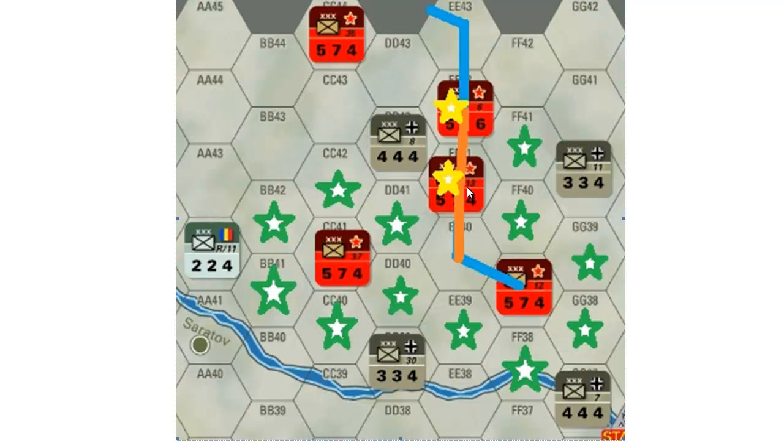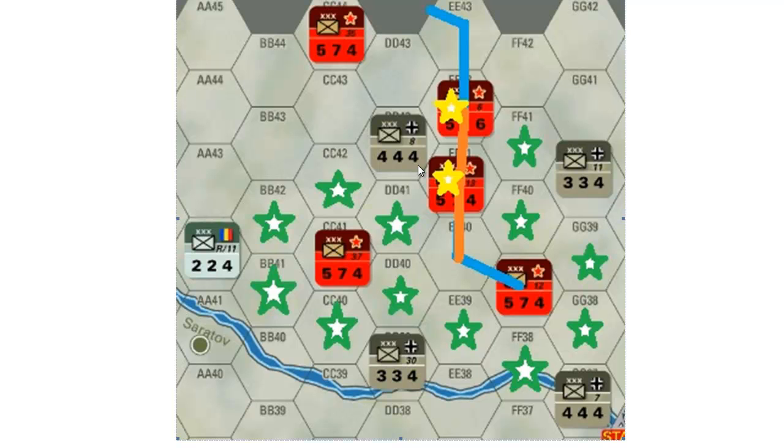This Russian unit, the 12th, has a supply path that goes one square. There are no German zones of control here. However, the next 2 squares of the path, orange, are blocked by German zones of control. So the Russian units here and here are isolated. They're out of supply. Ditto, the Russian unit here is surrounded on all sides, green stars, by German zones of control. And therefore, this unit is isolated.